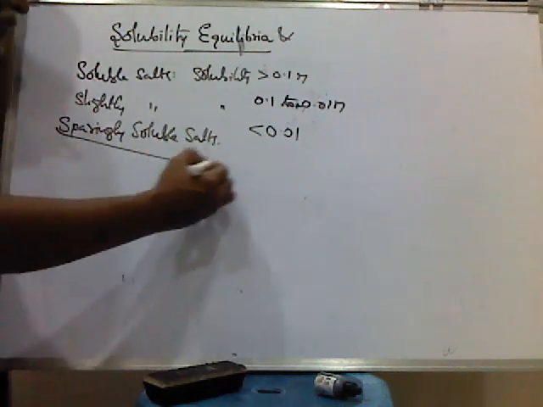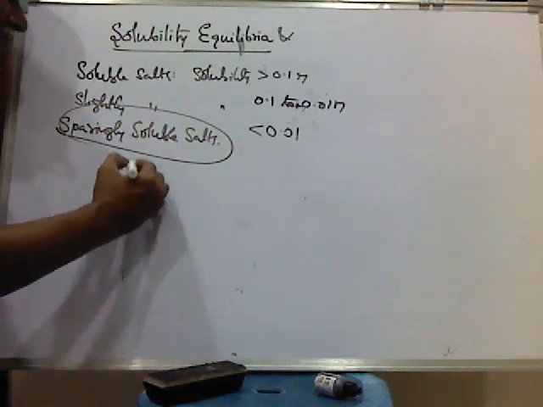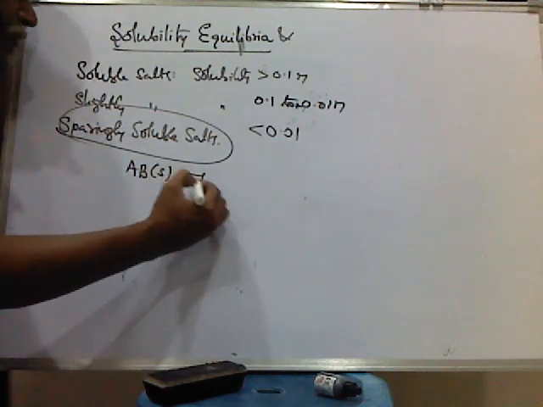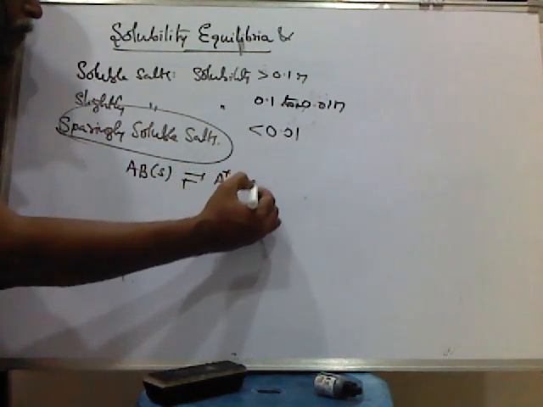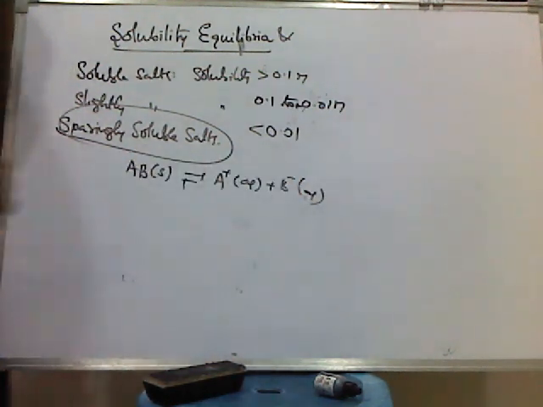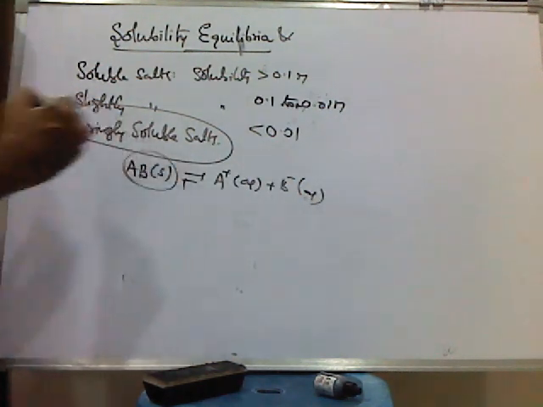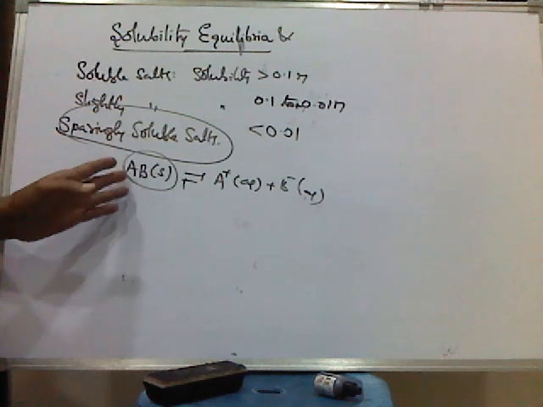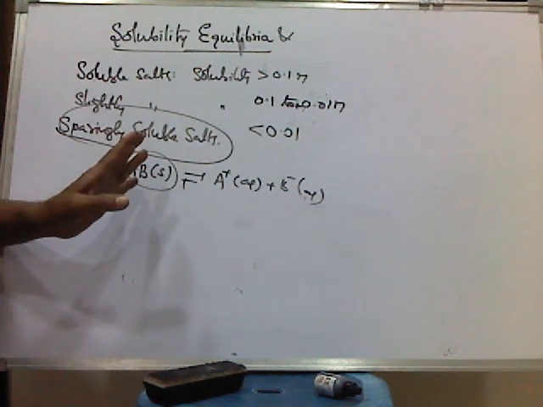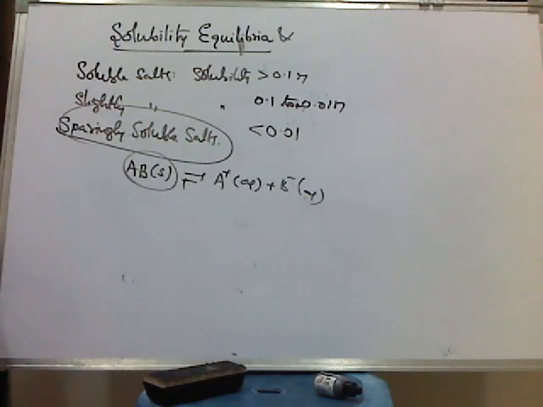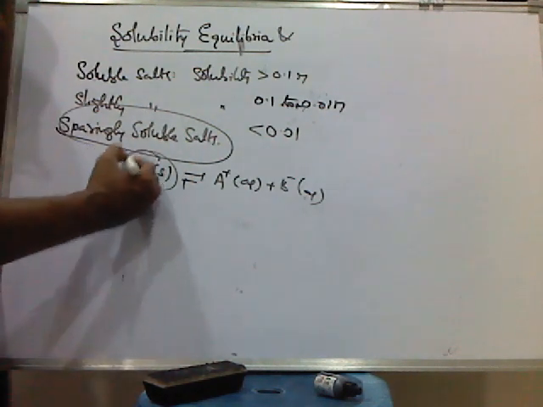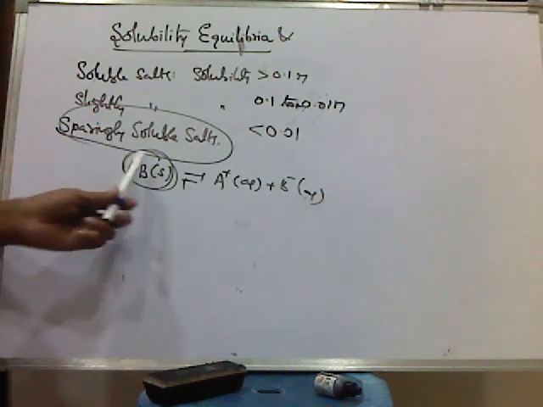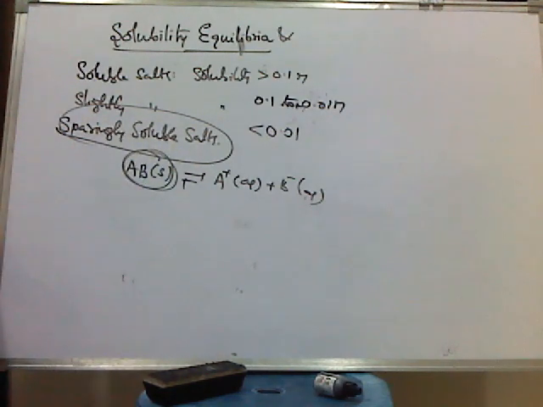In the case of sparingly soluble salts, there exists an equilibrium between the dissociated form and associated form. I have assumed a sparingly soluble salt AB, which exists as A plus and B minus ions. When this sparingly soluble salt is dissolved in water, there exists an equilibrium between the dissociated form and undissociated form, because some of the salt will remain as a solid.